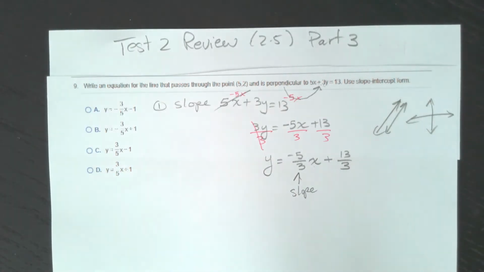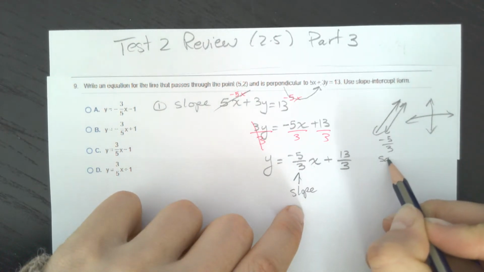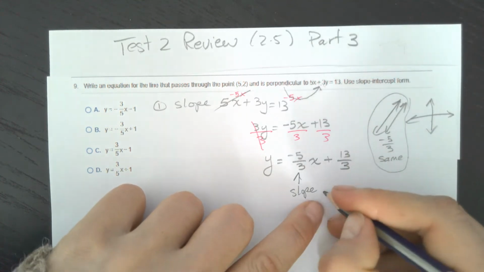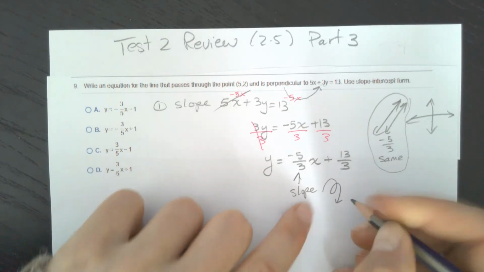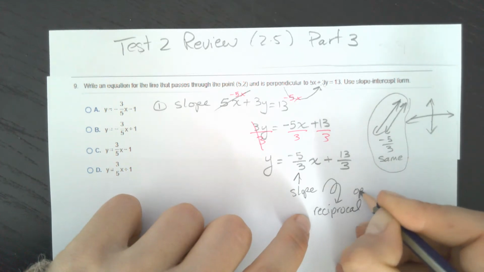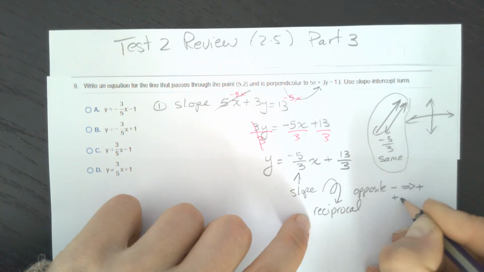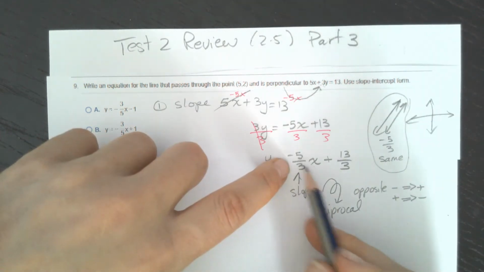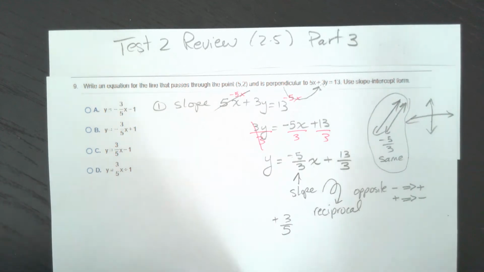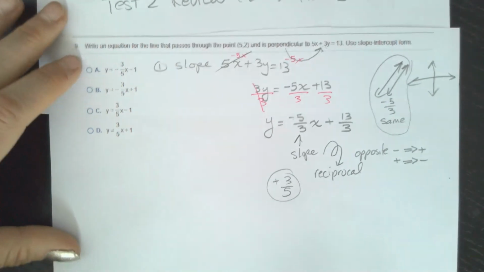So if the lines were parallel, we would take it as the same. But the lines are perpendicular. So what we have to do is flip this slope upside down, which is the reciprocal, and then change the sign to the opposite. So if it's negative, change it to a plus, and if it's plus, change it to a minus. So let's flip this upside down, and because it's negative, it's now going to be positive. So that's my new slope. That's the slope I'm going to use.